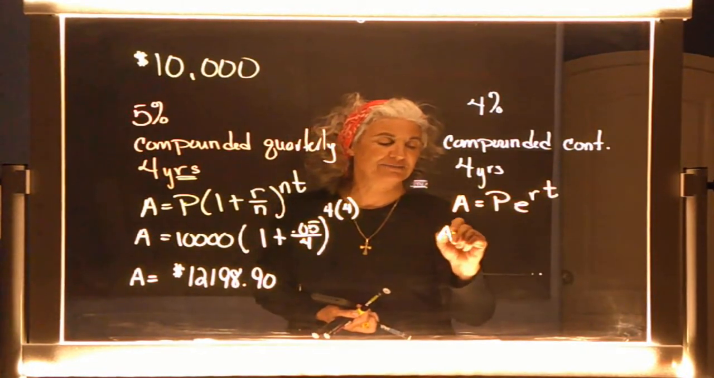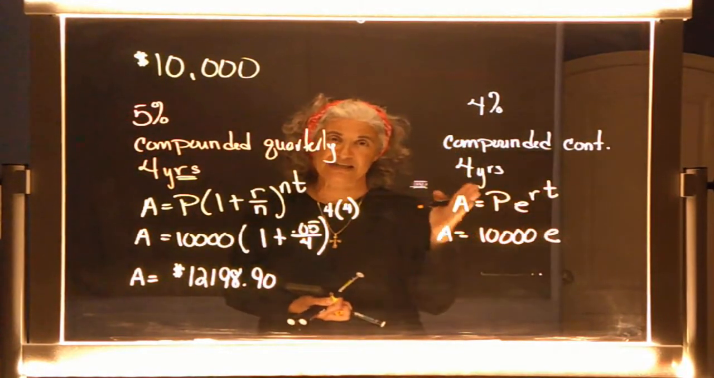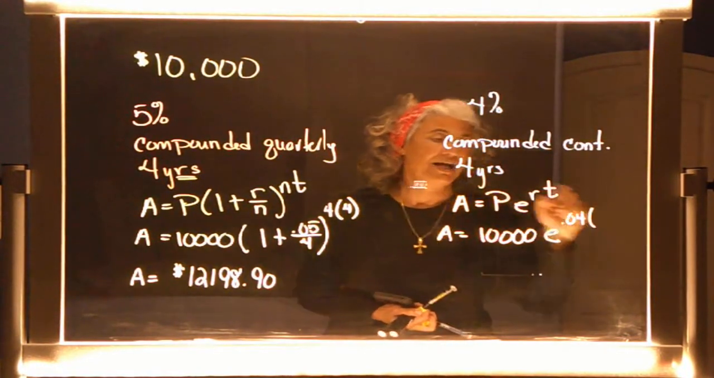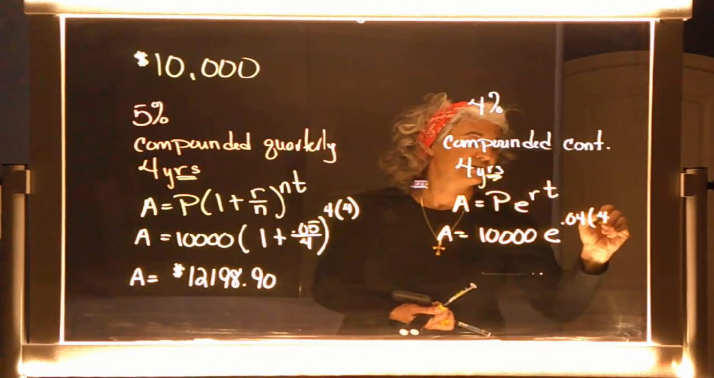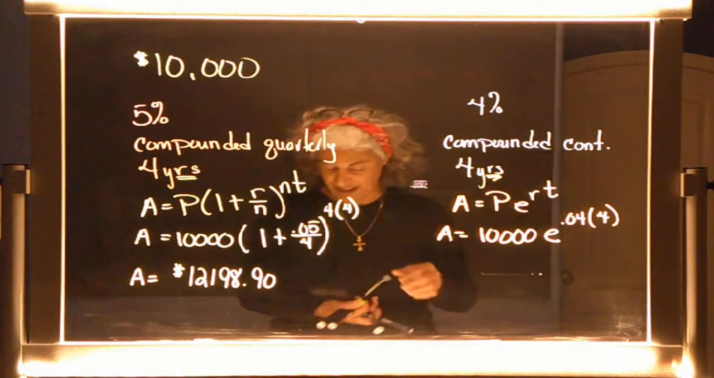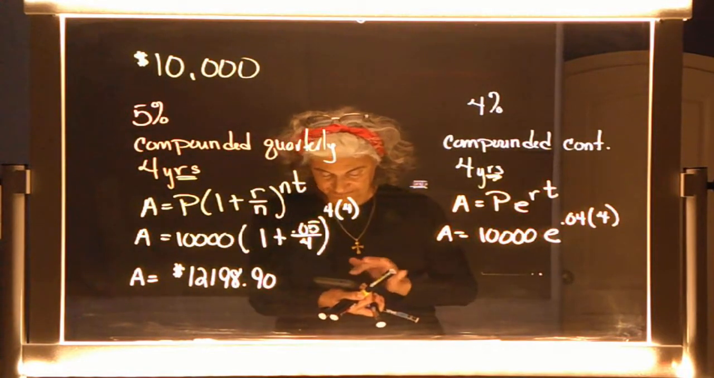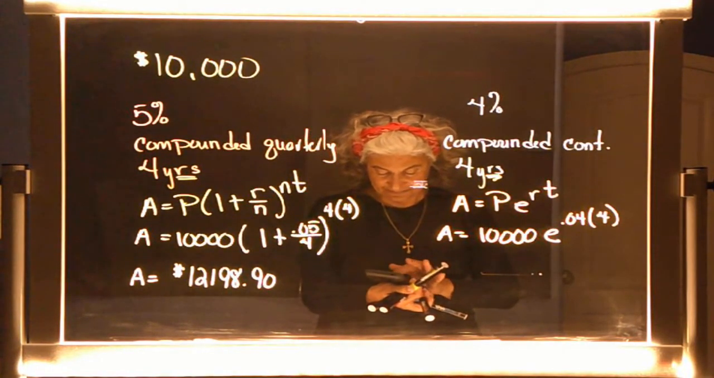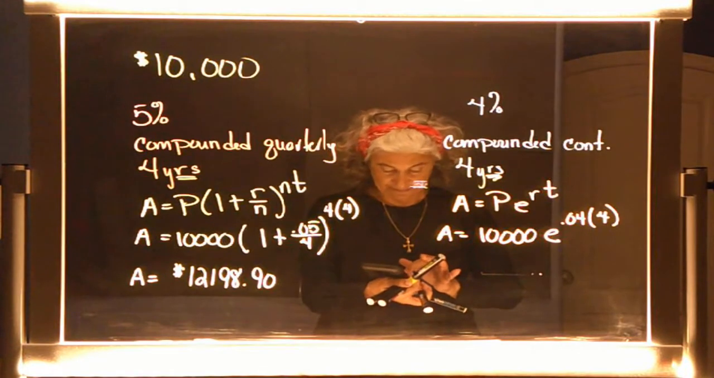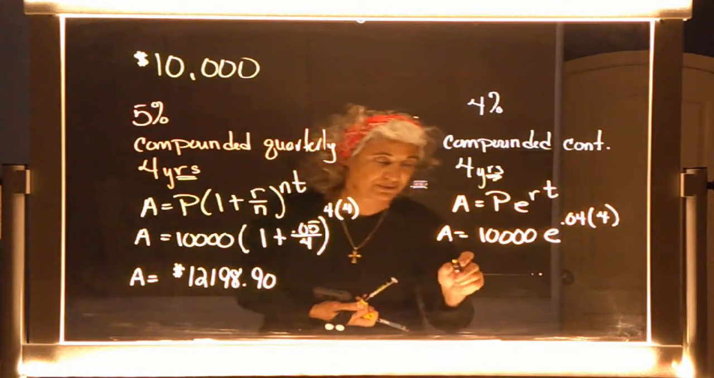So I'm looking for the ending balance. My principal is $10,000. Remember, E is just E. The rate, that's right, it's 4%. And the time, gratefully it's in years, is 4. So, you got your calculator, I got my calculator. Let's see what we get. Okay, so I have an answer.